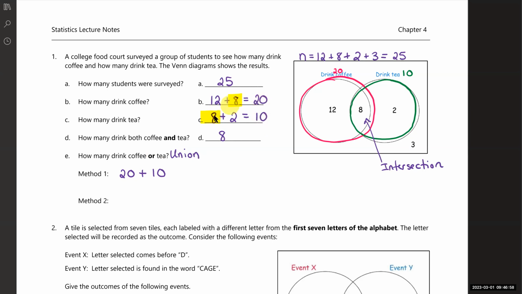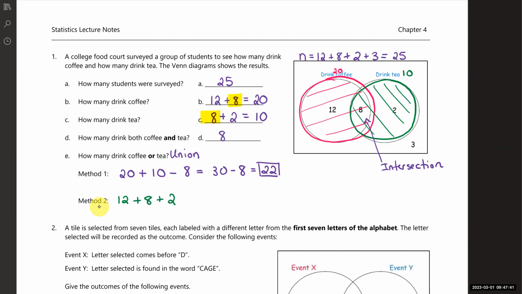But if you add those 2 numbers up, you'll have counted 8 people twice. So to get to the correct answer, we do have to subtract 8. So we're not double counting those 8 students. And that will give us, so it would have been 30, subtracting the 8 that's double counted, we've got 22 students that either drink coffee or they drink tea, or they happen to drink both. And then the other way you can think about union is it's everybody that is inside these circles. So if you just add up people and don't double count anybody, you can literally just add up the 12 people plus the 8 people plus the 2 people inside those circles, and that also gives you 22. So 2 different ways to think about it.